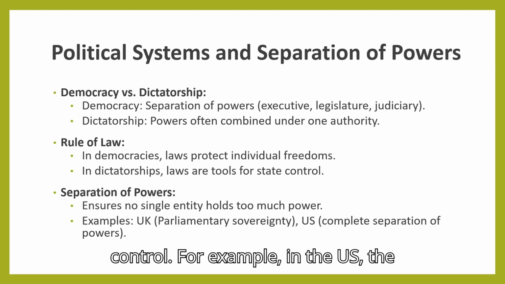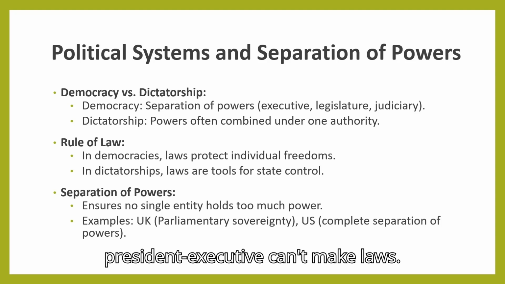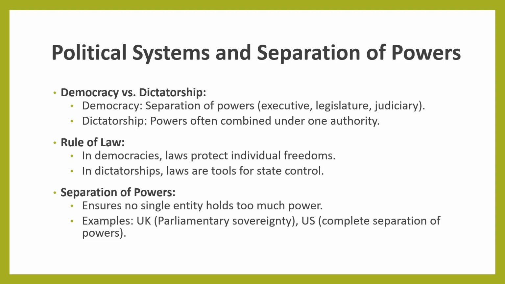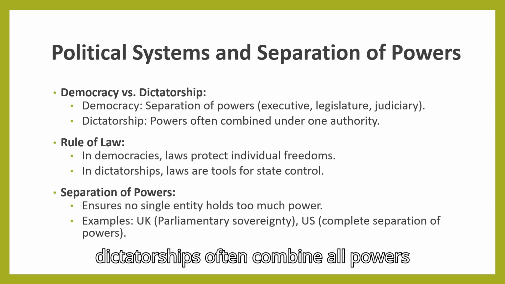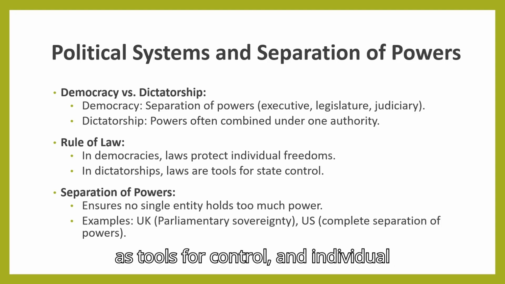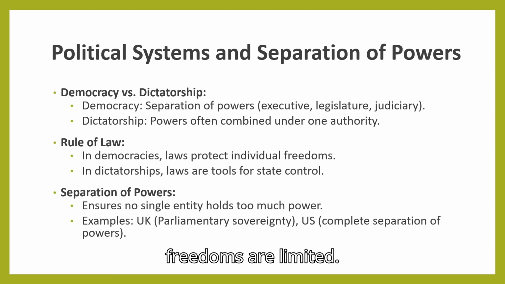For example, in the US, the president, the executive, can't make laws. That's the job of Congress, the legislature. A dictatorship. In contrast, dictatorships often combine all powers under one person or party. Laws are used as tools for control, and individual freedoms are limited.